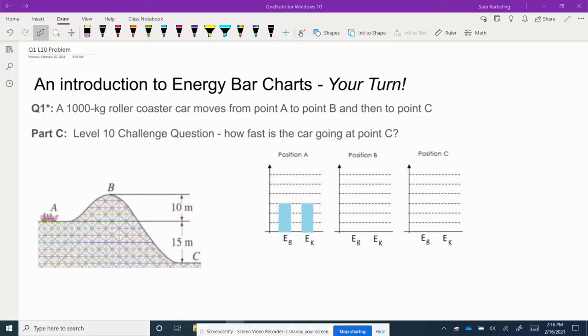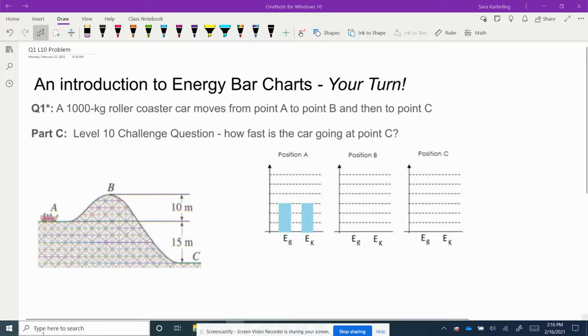Physicists, I just wanted to go through these level 10 questions from the Introduction to Energy Bar Charts Pear Deck that you worked on. This was question 1. It says a 1,000 kilogram roller coaster car moves from point A to point B and then to point C. In the slide right before this, you worked on the energy bar charts themselves, and this last question asks you how fast the car is going at point C?